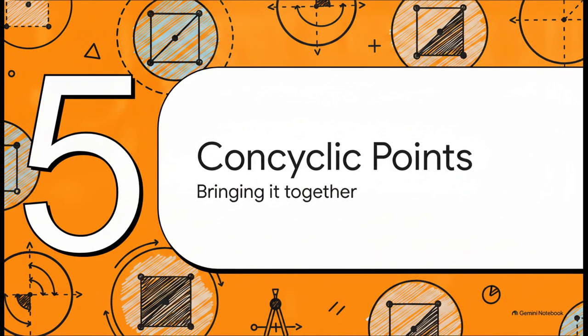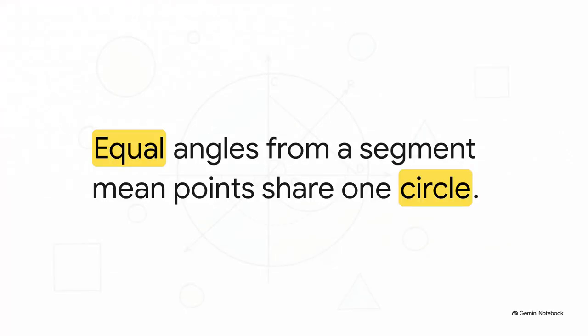And that brings us to our final section, number 5, concyclic points and quadrilaterals, bringing it all together. The theorem here states that if a line segment between 2 points subtends equal angles at 2 other points on the same side of the segment, all 4 points lie on a single circle. In simpler terms, if you spot equal angles sprouting from the exact same base segment, you have mathematically proven that all 4 of those points share one circle.